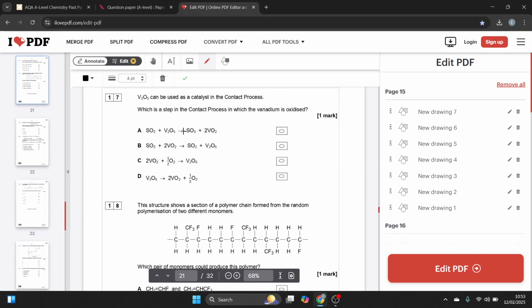Question 17. Which type is the contact process in which the vanadium is oxidized? C. How well you know your equations.